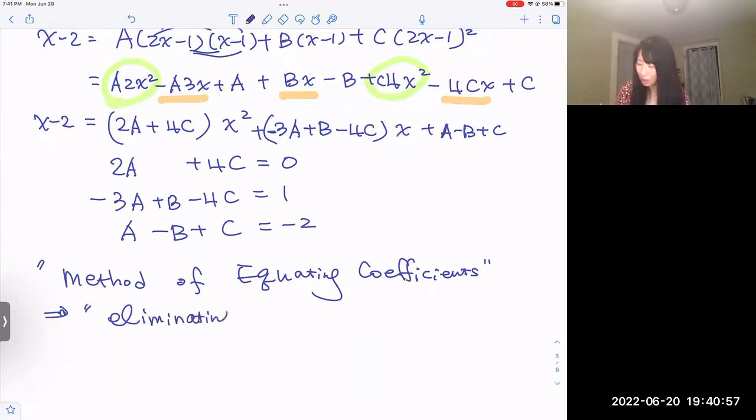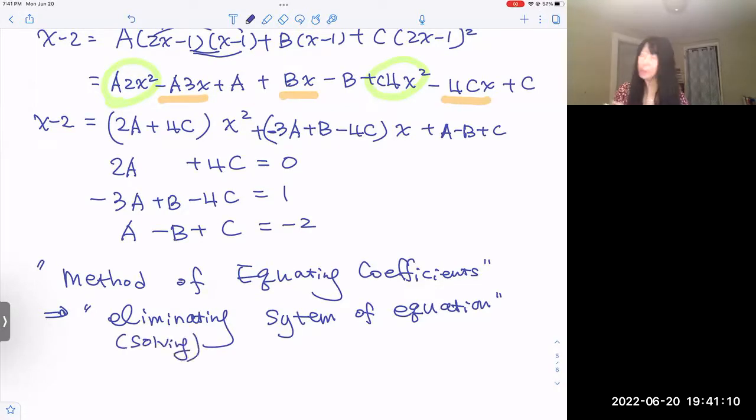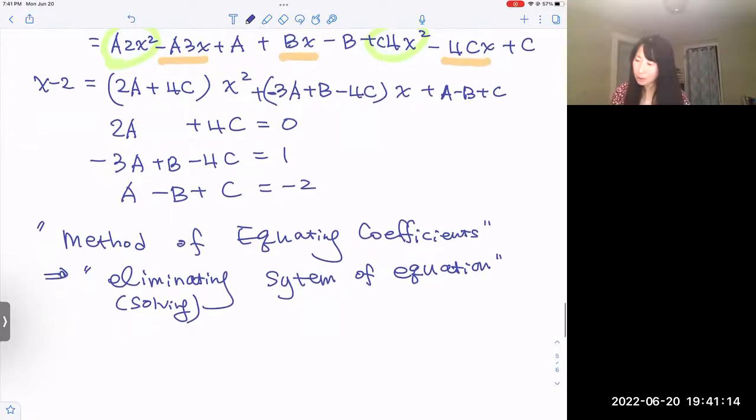That is correct. The system of equations, or solving system of equations, right? Same thing, solving. Okay. All right. So let us use that. Which one is the easiest one? Equation number one, equation number two, equation number three.